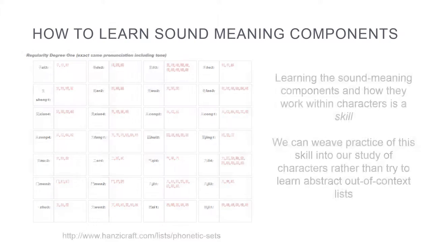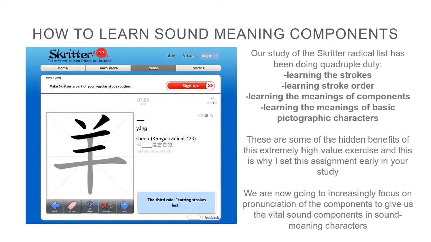Some good news. The homework you've been doing using Scritter to learn the basic radicals means that you now have an extremely solid base in the meaning compounds. If you've already started to learn the pronunciation of the components, then you already know a great deal of the sound compounds.